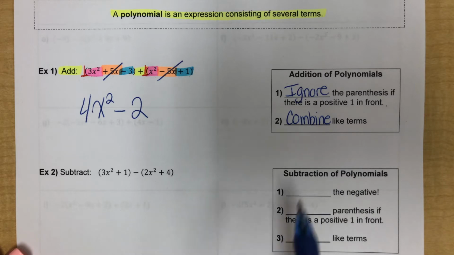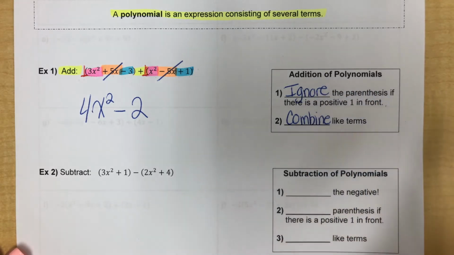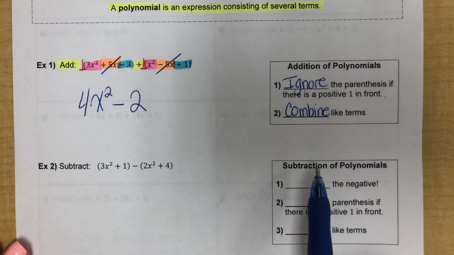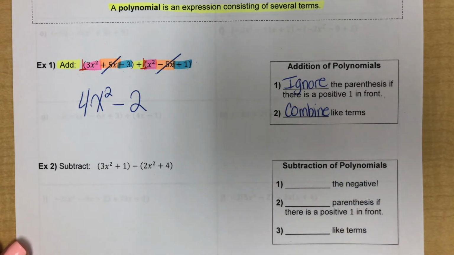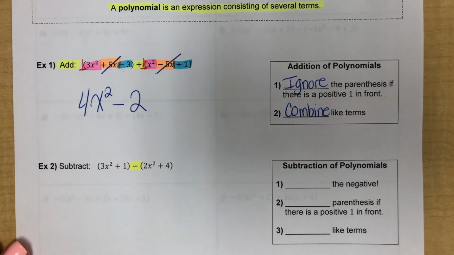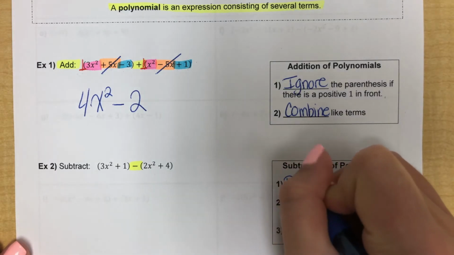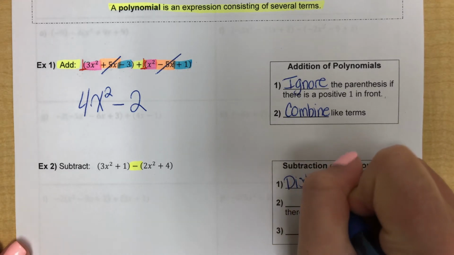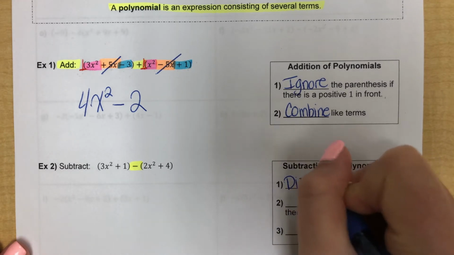All right. Again, these are the rules for adding polynomials. Now we're going to go over the rules for subtracting polynomials. Again, I know that I'm using subtraction here because I see that subtraction operation in between both sets of parentheses. The first step would be distributing the negative. So let's add that to our notes. Distribute the negative.